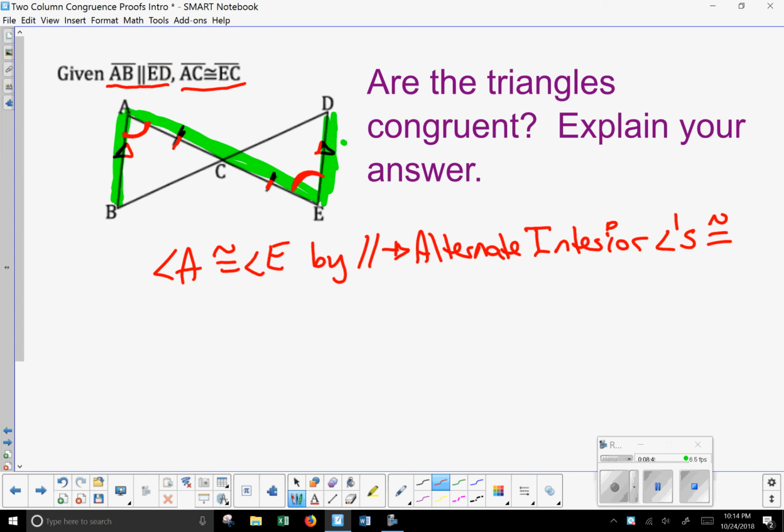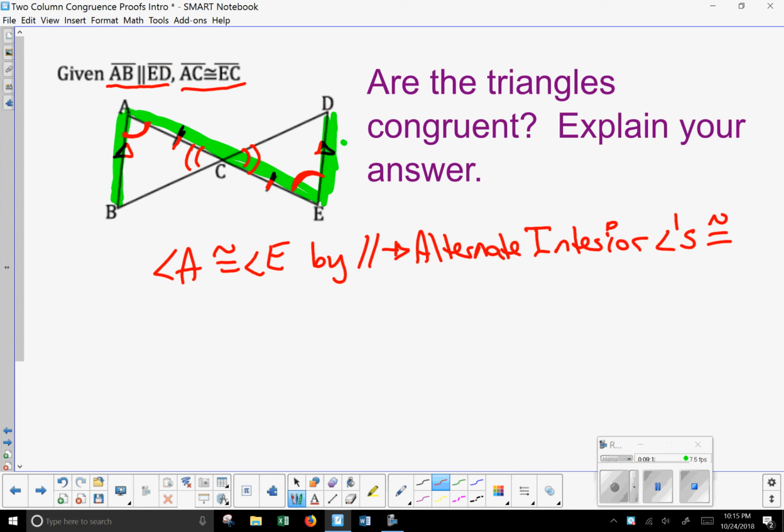Was there anything else I know is congruent? Yeah, you see it. Vertical angles. I've got vertical angles right here in the middle. Notice I'm marking those with 2 little arc marks instead of 1 because I've already used the 1. Okay, so how do I name those angles? Can I call them angle C? No, I can't call those angle C.